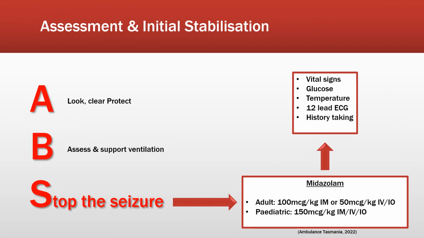In a patient presenting in status, assessment and initial stabilisation should occur simultaneously. Using a fix it as you find it process, it's important to work through the ABCs and correct issues as you go. So initially, clearing and protecting the airway, and assessment and support of adequate ventilation are pretty critical. In a patient still seizing, the very next priority should then be the termination of the seizure.